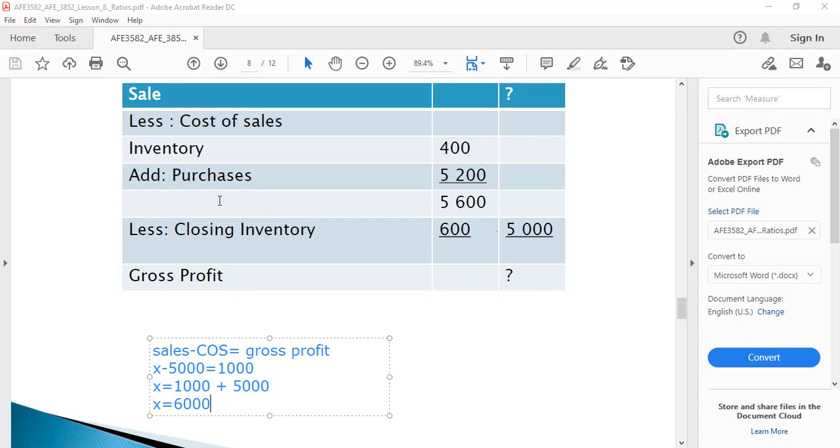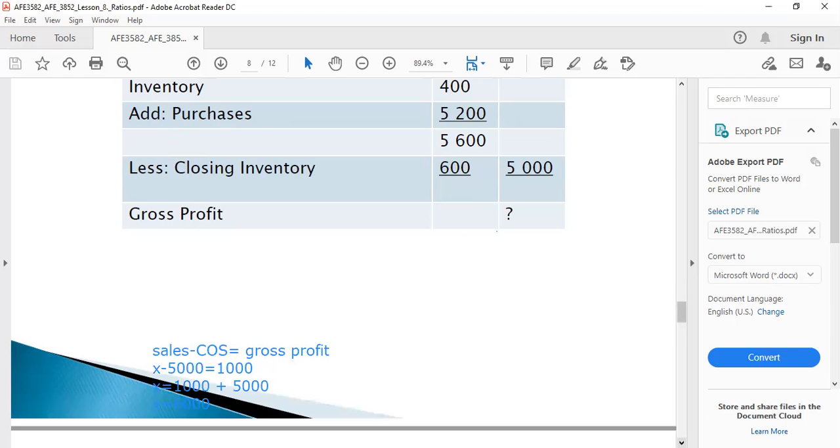So in most cases, I find that solving for X is much easier because it's used in most cases. Do you understand? Okay. So we move on.